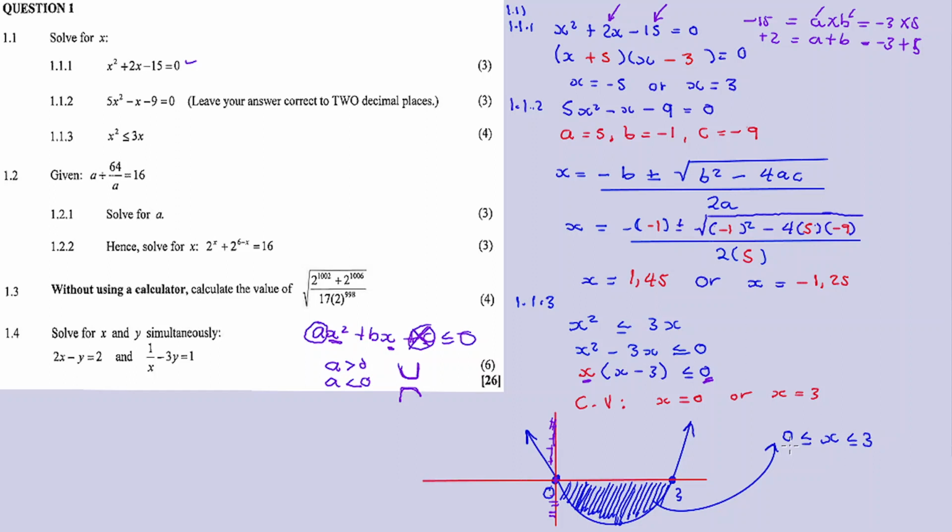Or you can write it as x is an element of, 0 included and 3 included. It's because of the less than or equal to sign, so you put a square bracket, less than or equal to sign, you put a square bracket. So now our answer, you can write it either this way or that way. If ever it was greater than, it would be like this.